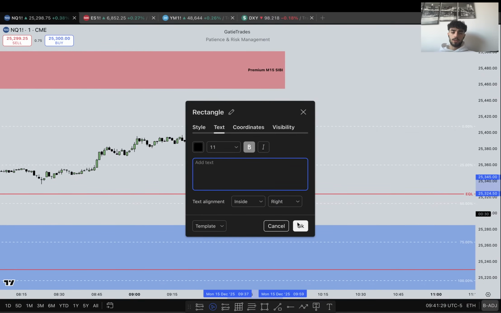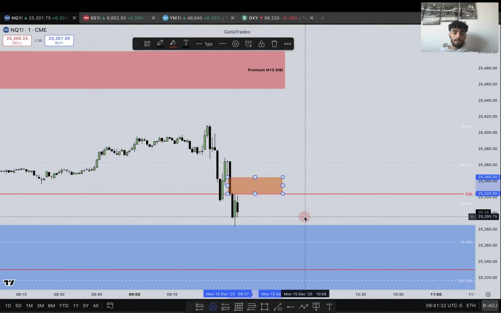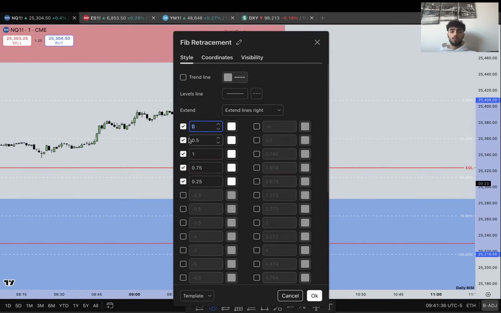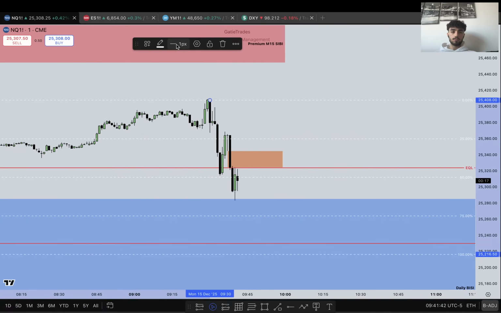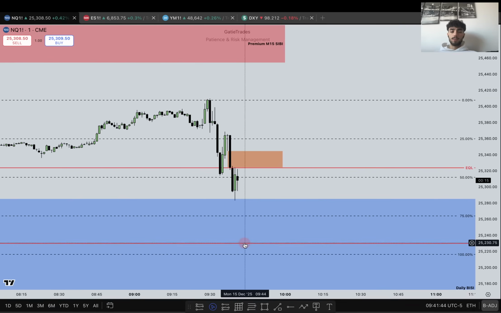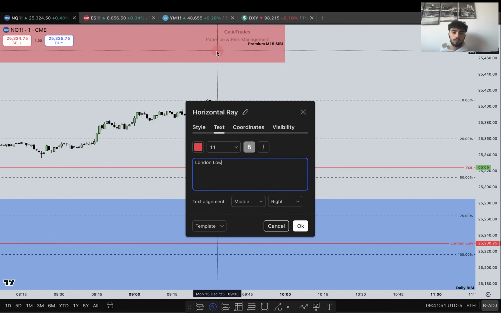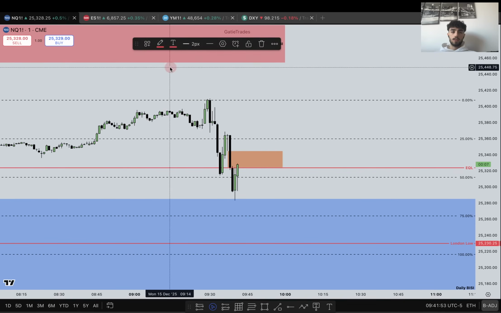Let me not label that yet, actually. I have 2 targets right now, and they're not really clear. I'm gonna make this black. How do I make this black? I can see price coming down here. London lows. I can see that occurring.